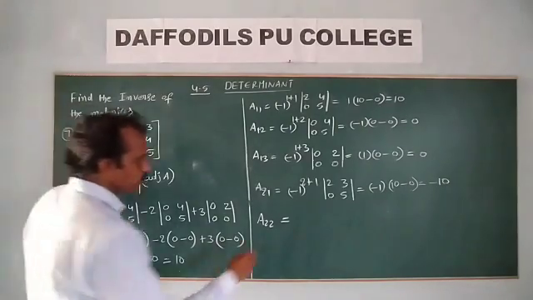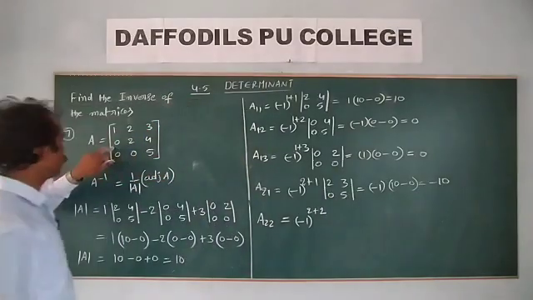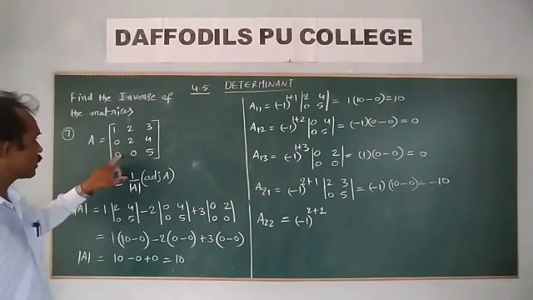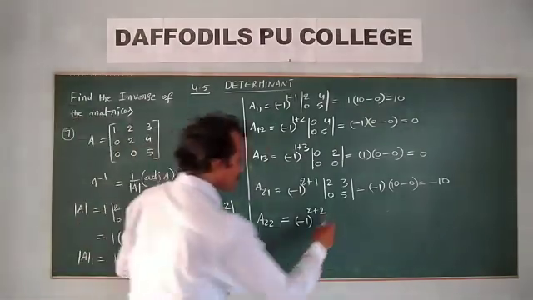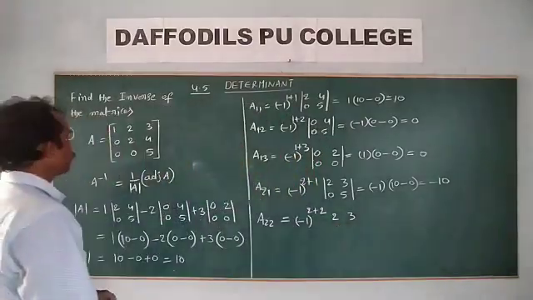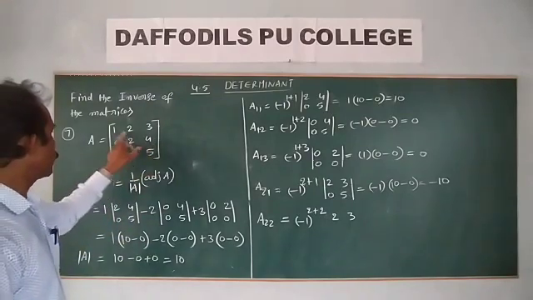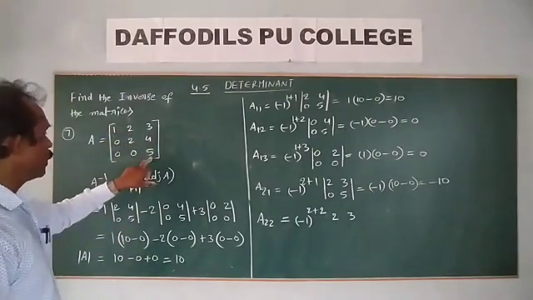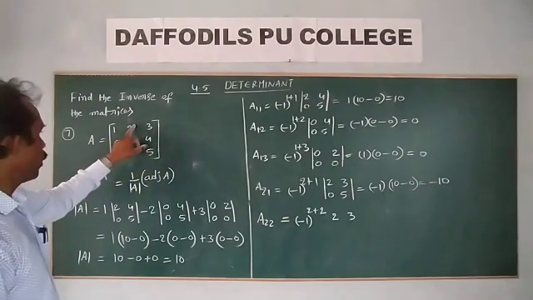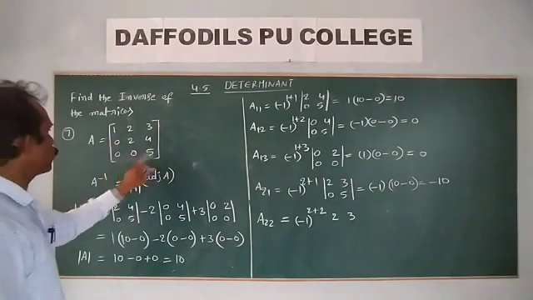A22 is (-1)^(2+2), deleting this row and this column. Next, 2, 3, 0, 5. Or that also we say A21, deleting this row and this column, 2, 3, 0, 5. Here also A22, deleting this row and this column. Okay, right. Deleting this row and this column: 1, 3, 0, 5.